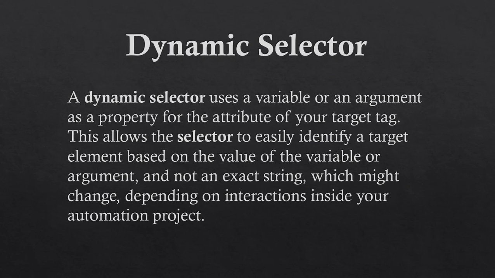If it is dynamic, then we can replace that dynamic part of the characters with a variable or an argument. This allows the selector to easily identify a target element based on the value of the variable or argument, and not the exact string, which might change depending on the interactions inside your automation project. Whatever interactions we are doing with the web automation selectors, we can handle simply using a dynamic selector with the variable or argument value that we provide. That value will replace the static character.